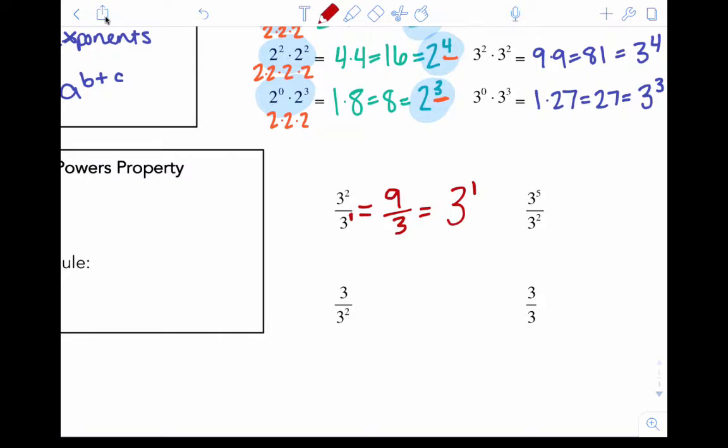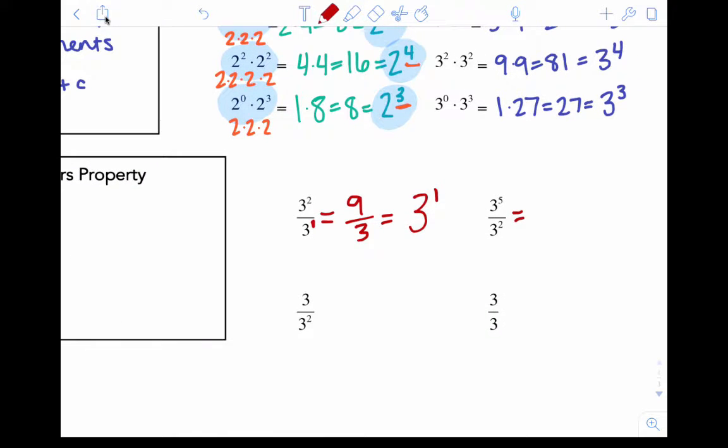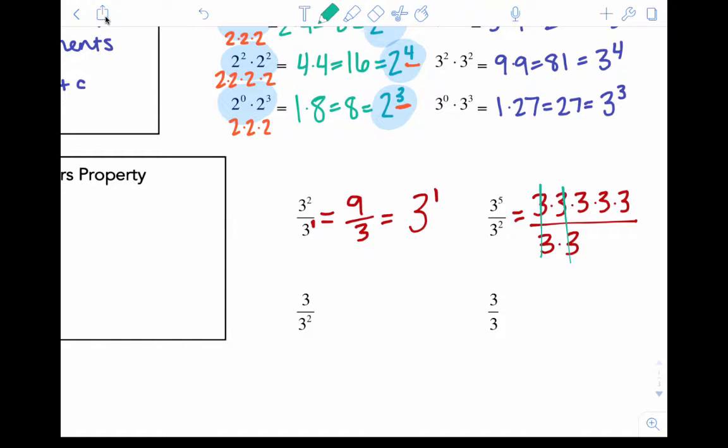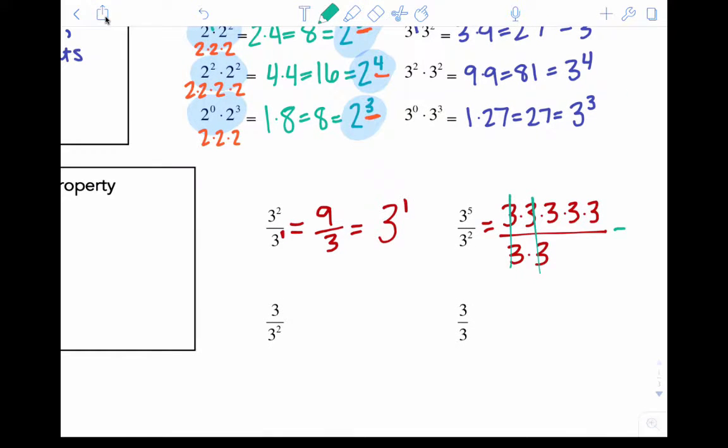Well, let's keep trying this out for a few more. 3 to the fifth divided by 3 squared. This is a little trickier. I don't know 3 to the fifth off the top of my head. And I want to show you this in a different way anyways. So 3 to the fifth is 3 times 3 times 3 times 3 times 3. And then I'm going to divide that by 3 squared. Well, notice that I can cancel those out. And I'm just left with 3 to the third, which would be 27.